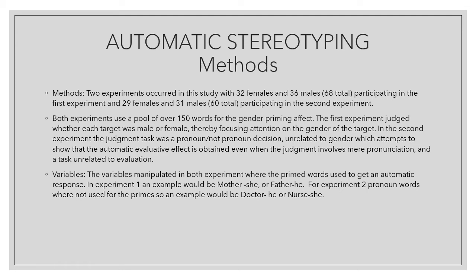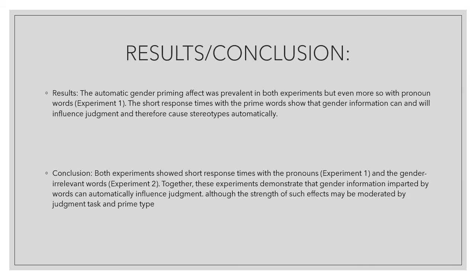In experiment two, they would use non-gender-specific words as the primes. An example would be doctor, nurse, or teacher, and then you would say what your response would be, and they would write this down. In the end, both experiments showed that the gender priming effect was prevalent. Response times were short, and responses were often of a pronoun, even in relation to a pronoun that was said as the prime word.